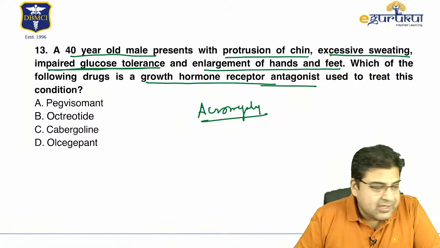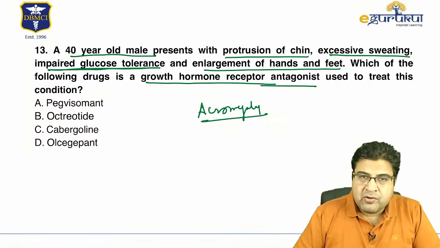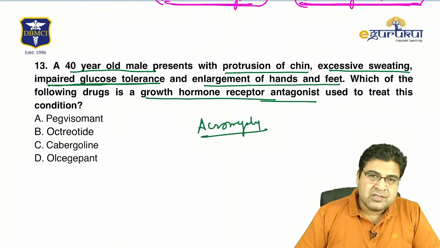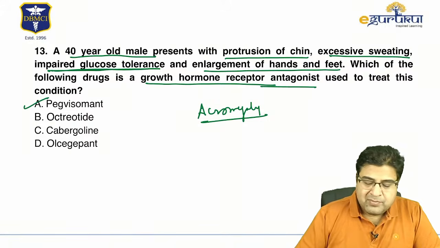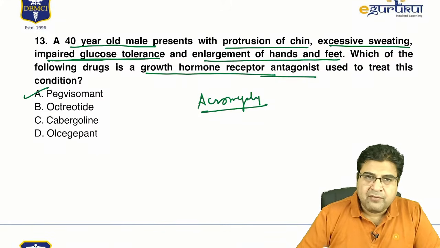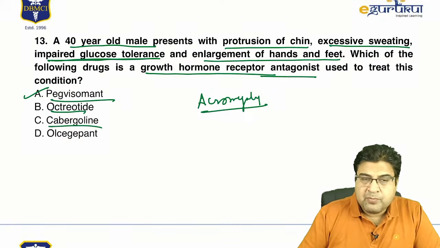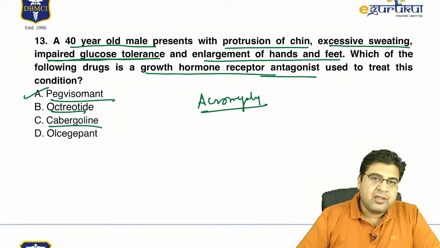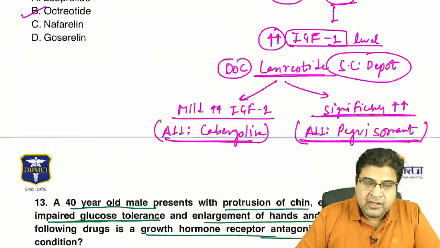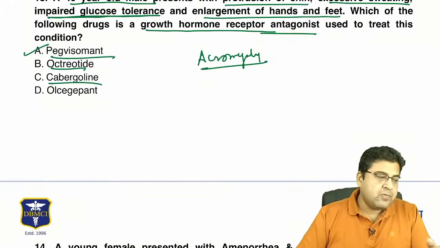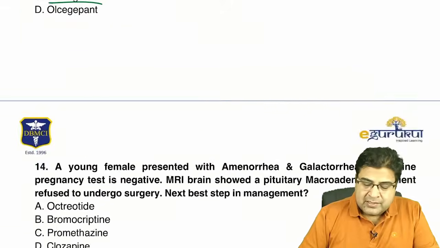I will not tell you the answer. You people have to answer yourself. Which drug is the growth hormone receptor antagonist that we will use in this patient of acromegaly? We have covered this in the previous question. Pegvisomant is the medicine that we will give. Here they have given all the medicine names like octreotide, cabergoline, pegvisomant, which we mostly give for the treatment of acromegaly. In the previous question, they asked the drug of choice, that is octreotide or lanreotide. In this question, they have asked the growth hormone receptor antagonist. The answer is pegvisomant. So question number 13, answer is A.